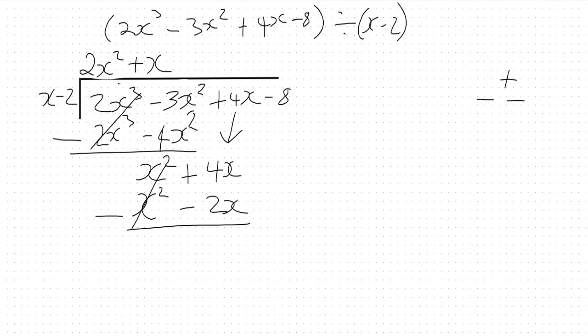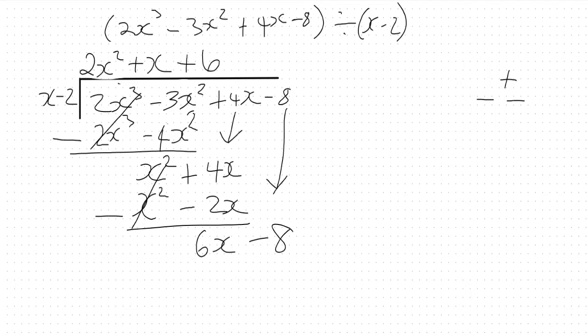Again, we are subtracting, so that will be gone. 4x minus -2, double negative again, so it becomes positive. So that's going to be 4x plus 2x, so that will give us 6x. Bring down the next term, 6x minus 8. And then we proceed to divide again this term by our x term. So 6x divided by x, that is 6.